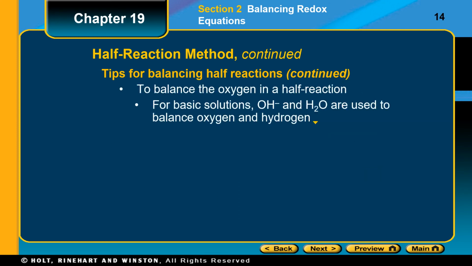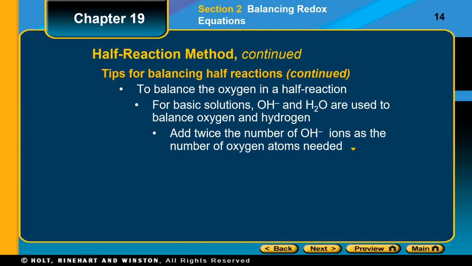If you're going to balance the oxygens for a reaction that's basic, instead we're going to add hydroxide ions and water to balance this out. But here is a very important thing to remember about this step. You can put an asterisk by this. You're going to add twice the number of hydroxide ions that you need oxygens. So if you need 1 oxygen, you're going to add 2 hydroxide ions to that side that needs oxygens. If you need 2 oxygens, you're going to add 4. If you need 3 oxygens, you're going to add 6. So we're going to always do twice as many hydroxide ions as you need oxygen atoms.